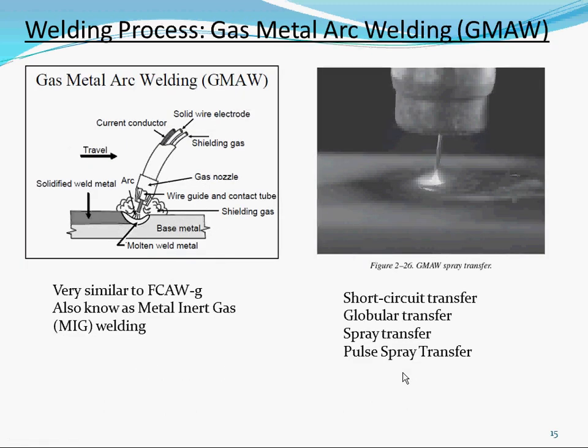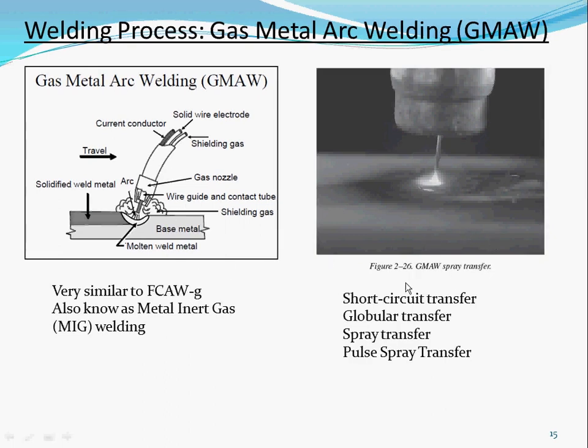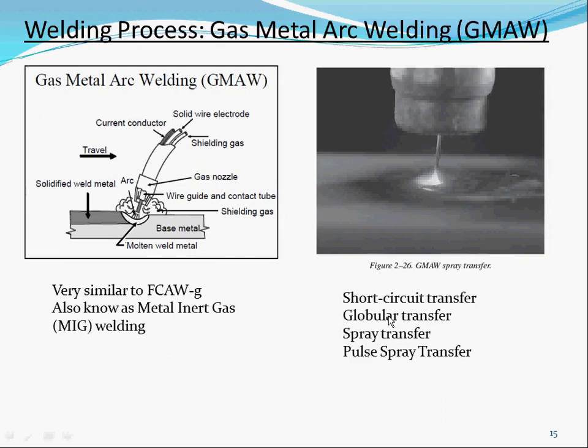Another one is called gas metal arc welding. Very, very similar to the flux core welding, arc welding with a gas. When you look at it, you couldn't tell the difference at all, but it depends on the different transfer modes that they have. See that this one's not even touching.